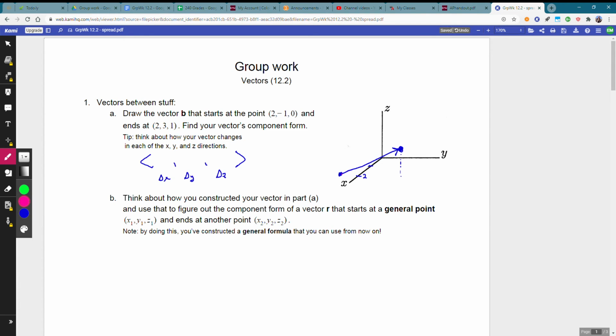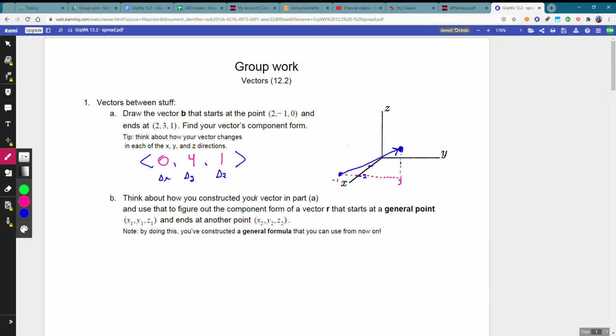Notice as it moves from the first point to the second, the x coordinate doesn't change at all. It's just 2 the entire way. So the change in x is actually 0. The y, though, it moves from -1 over here on the left all the way up to 3 on the right. So that's a change of +4, from the start to the finish. And then the z starts at 0 and ends at 1, and so that's a change of +1. So those are our components for our vector here in blue.